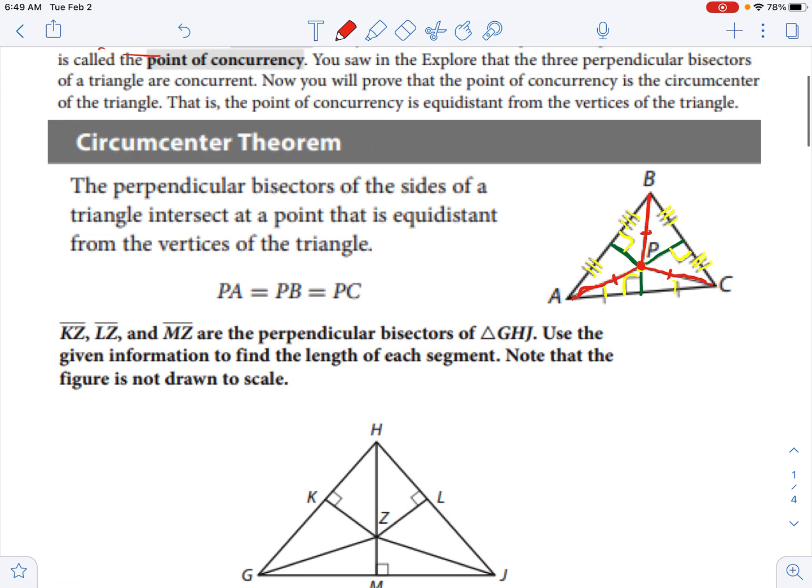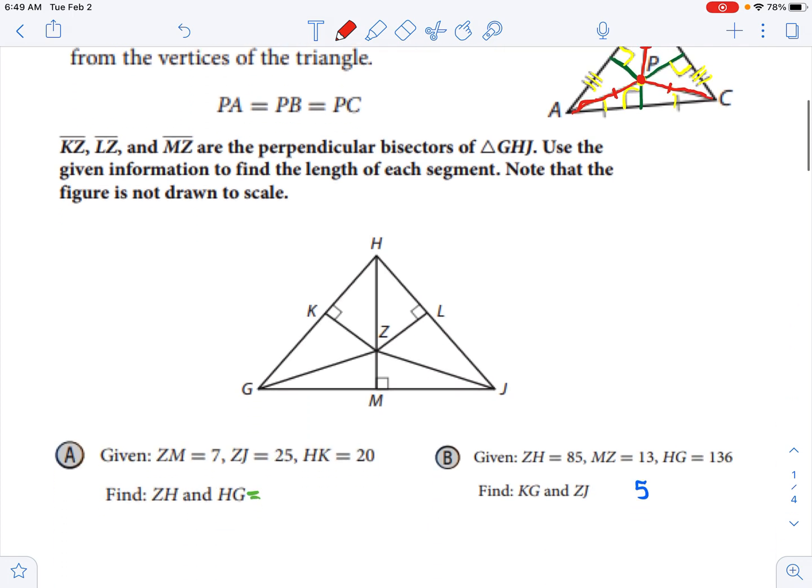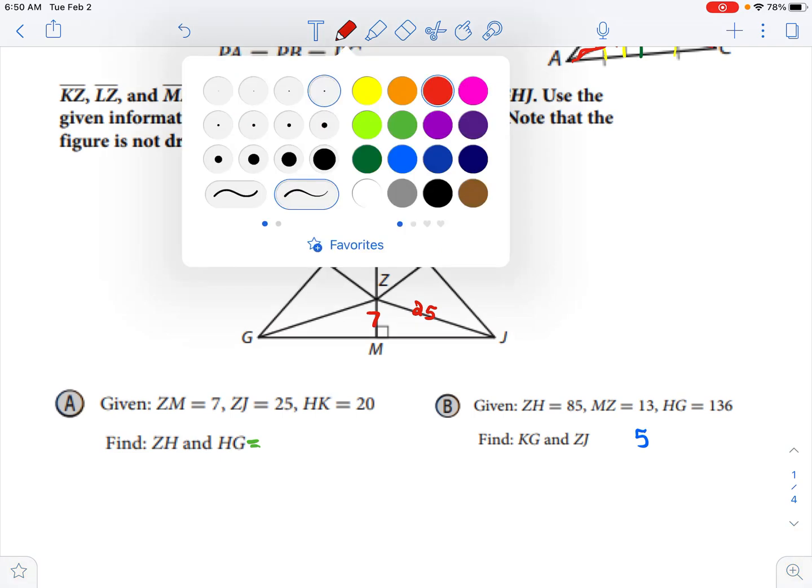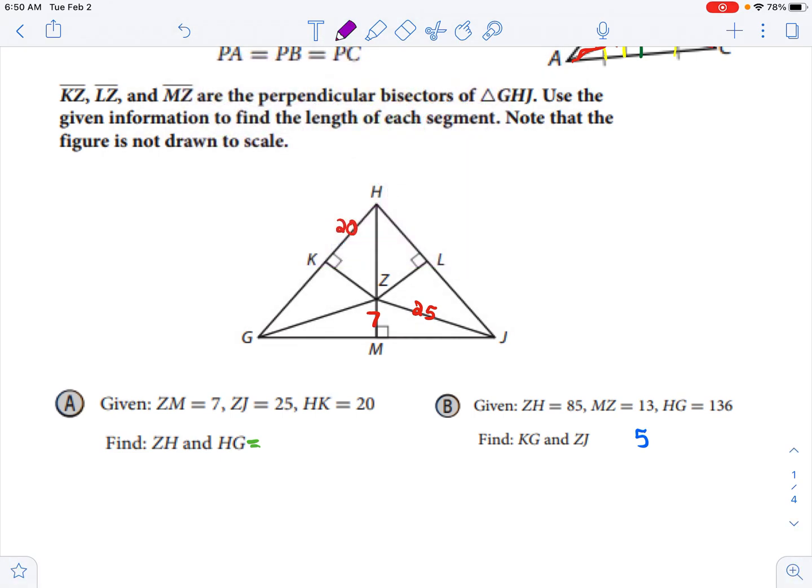points of concurrency. So when we come down here, it says, all right, given ZM is 7, so Z to M is 7, so this side right here is 7. Given Z to J is 25, and then H to K is 20. Now, one thing that I would do is fill out some things. So these are perpendicular bisectors. It tells you KZ, LZ, MZ are perpendicular bisectors.